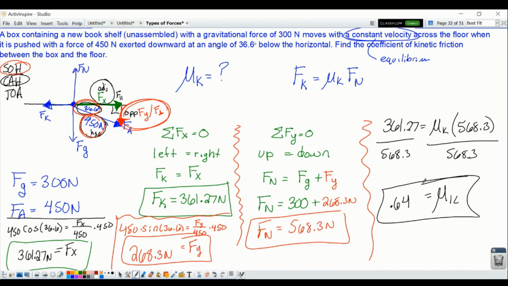Okay, so this was a little different than before because this time we have to find the components, and then in the x direction there were 2, but in the y direction there were 3 forces or components of a force. Okay, so it's a little bit different.